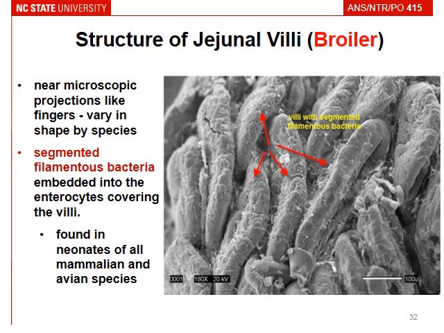So you can see the finger-like projections, and these vary in shape depending on the species. You can see all the bacteria, all these little lines. Those are different bacteria that are attached to the intestine. They're embedded into the enterocyte. So the enterocyte is the absorptive cell within the small intestine.